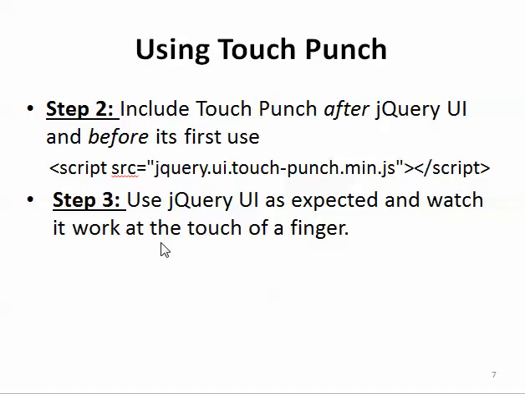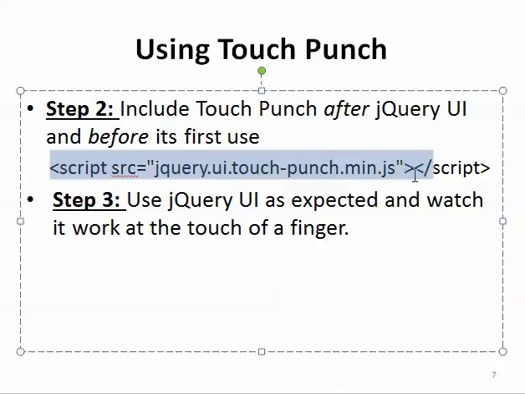So what is the second step? Well, the second step is that we need to download the code, and we need to include a new script. This is basically the only thing that we need to do differently to have jQuery UI behaving this way. There is nothing else but including that.